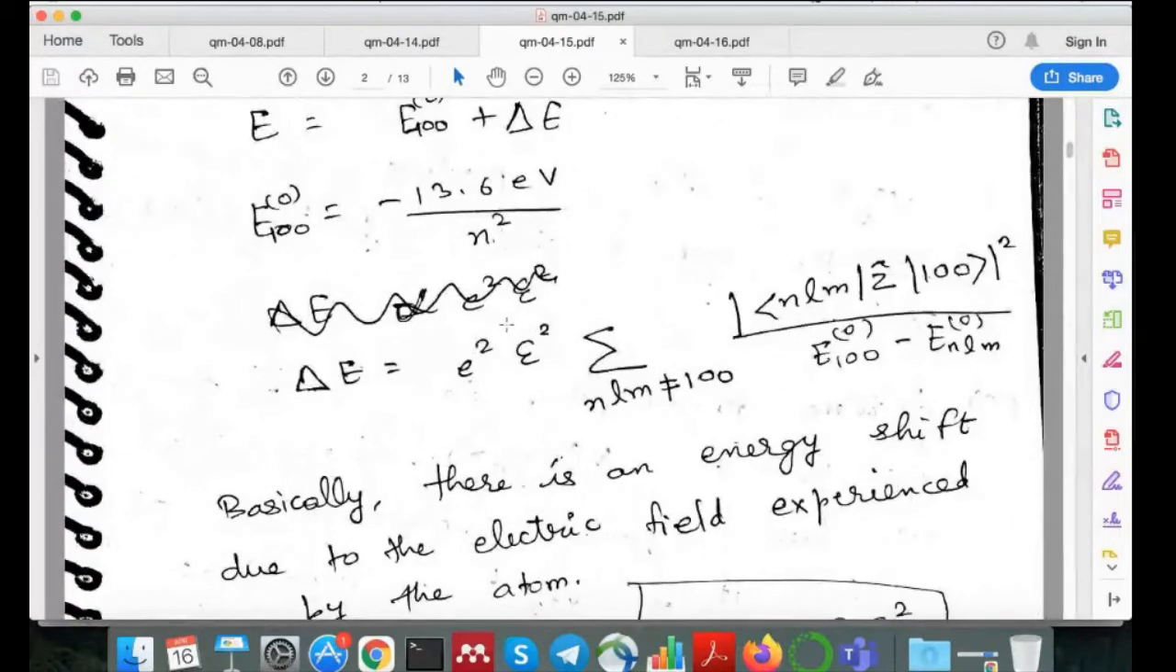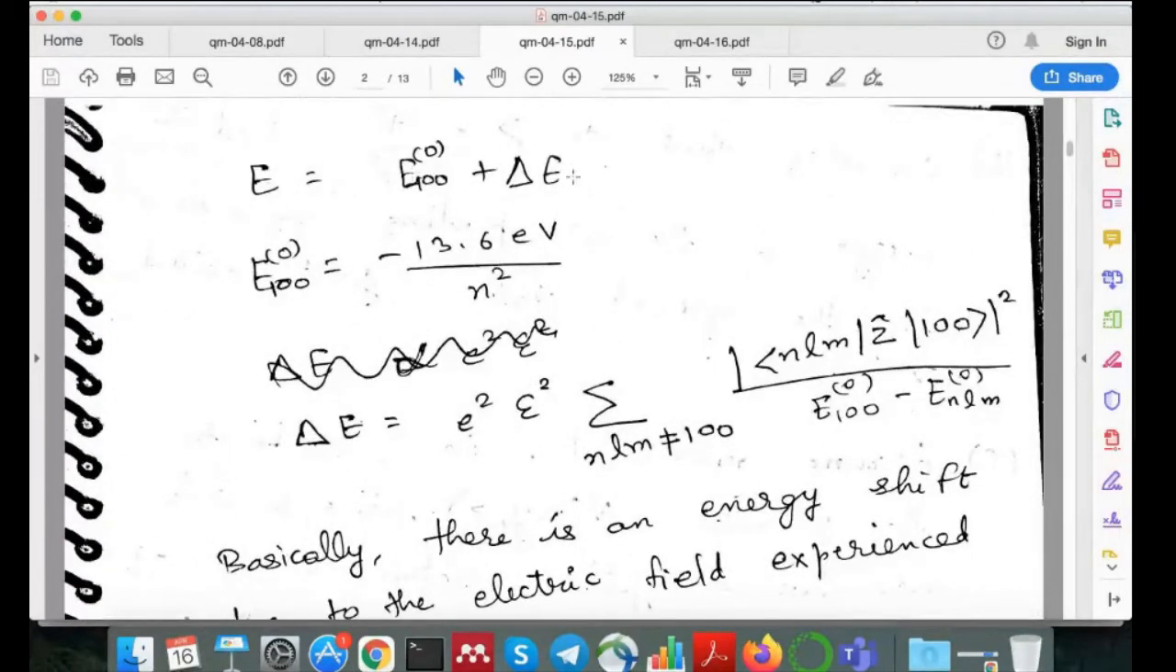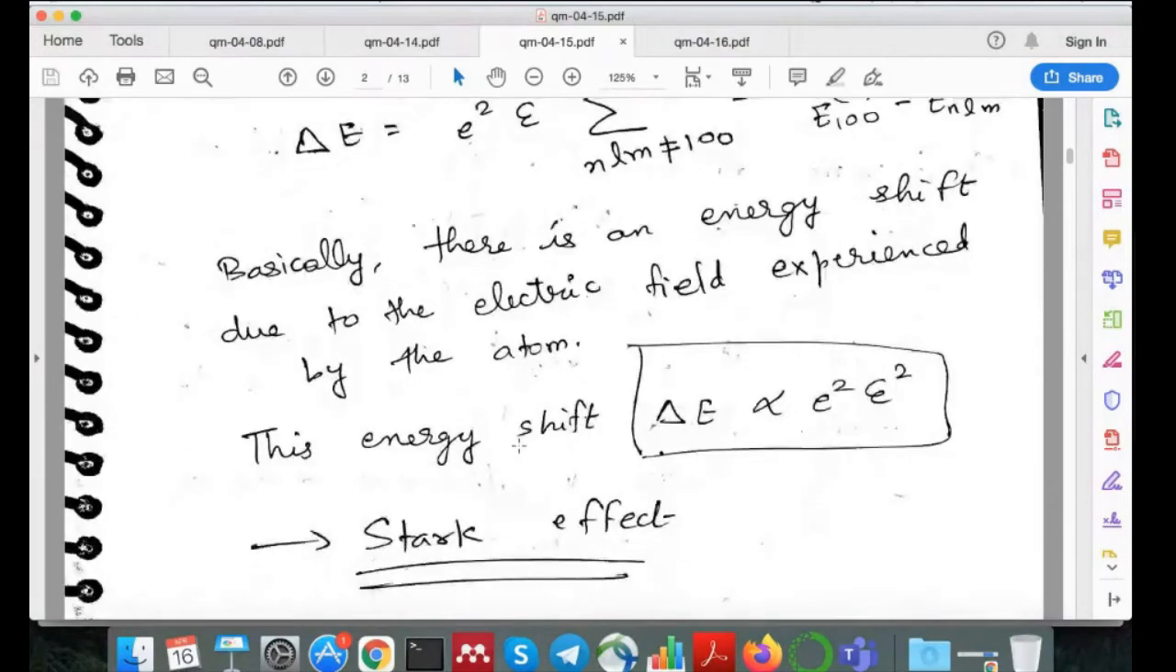So the energy will become E plus delta E, and delta E will be proportional to epsilon square, where epsilon is the magnitude of the electric field. Okay, so this energy shift, this extra energy that is imparted because of the electric field, is known as the Stark effect.